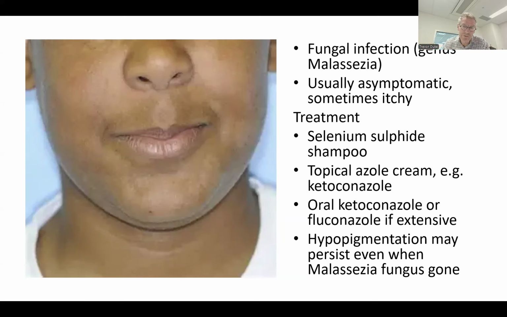And there's a number of things you can do for it, for tinea versicolor or the related fungal infection, malassezia, which is another fungal infection that causes hypopigmented patches. You can use an azole like ketoconazole or fluconazole. If the patches are quite extensive, you can use some antifungal cream.